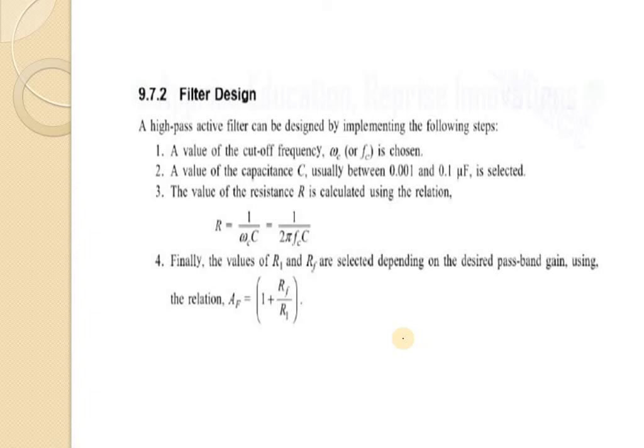Thirdly, the value of resistance R is calculated using this relation. So R will be 1 by omega C, and definitely it will be 1 by 2 pi Fc. And fourthly, finally the values of R1 and RF are selected depending on the desired passband gain, using the relation AF equals 1 plus RF by R1. So in that way we can design the high pass filter.